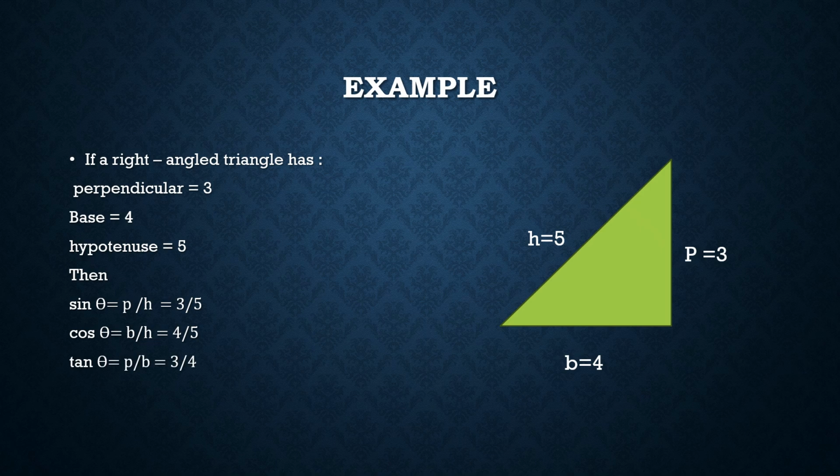Now we find the reciprocals. Cosecant theta equals 5/3. Secant theta equals 5/4. Cotangent theta equals 4/3. So this is how we calculate all 6 trigonometric functions.